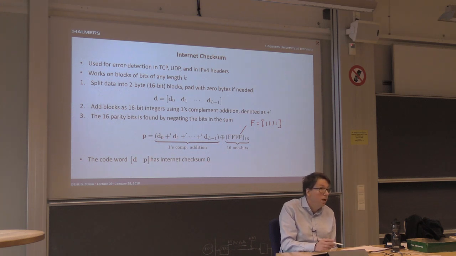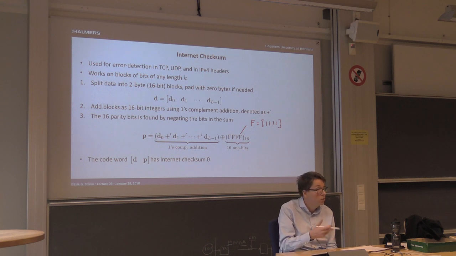So at the receiving end, if we want to check whether a pattern is a valid code word or not, we calculate its internet checksum. And if the internet checksum is 0, we know it's a code word, and then we accept it. If the internet checksum is not 0, then we know it's not a code word, and then we reject it and declare an error.